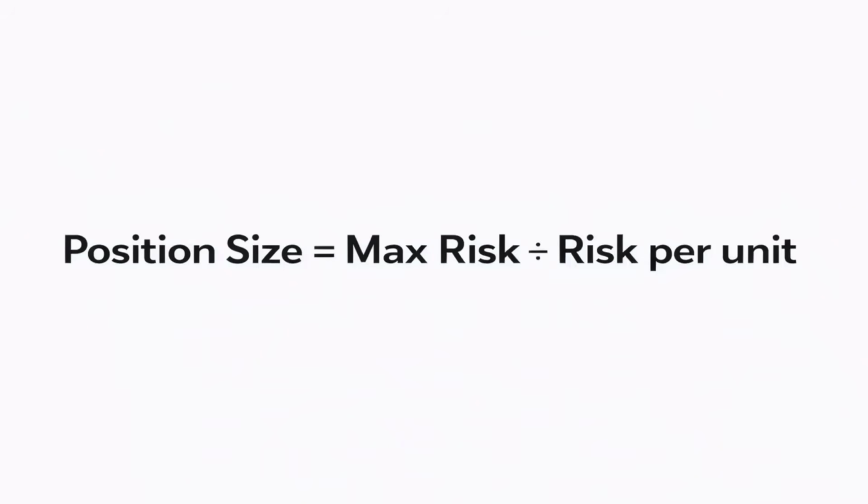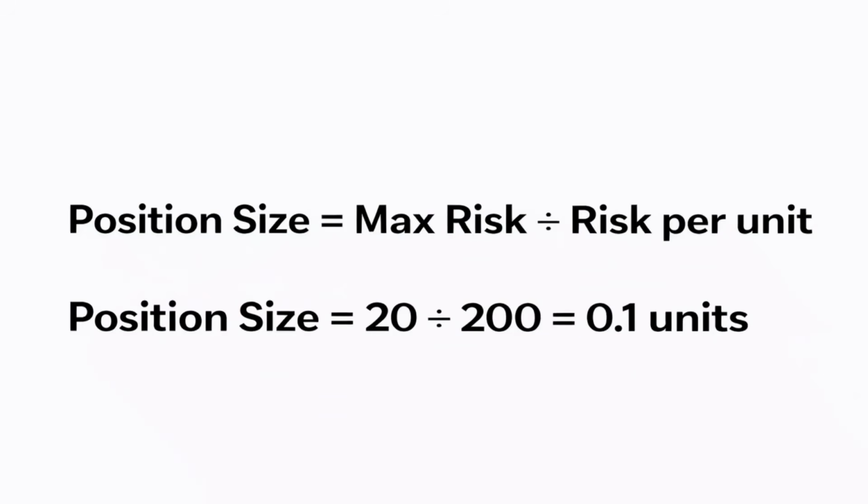Now comes the most important part. You already decided maximum loss allowed is $20. Loss per 1 unit is $200. Now we calculate the position size. Position size equals max risk divided by risk per unit. So position size equals 20 divided by 200. That gives us 0.1 units. This means to risk only 2% of our capital, the position size we should buy is 0.1.